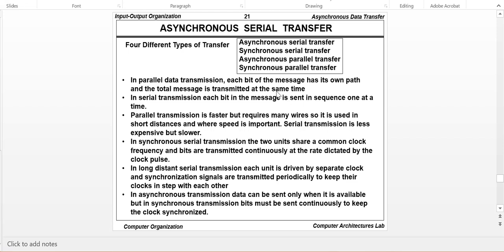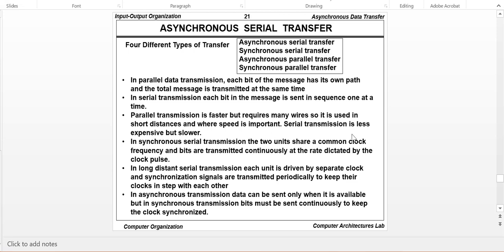Parallel transmission is faster because the 8 bits can be transferred all at a time, but it requires many wires. If the data transfer rate is, say, 8 bits at a time per millisecond, then it requires 8 wires. If it is more, then it may require more wires. When wires are more, the circuit will become very clumsy. That is why parallel transmission is used in short distances, where speed is very important.